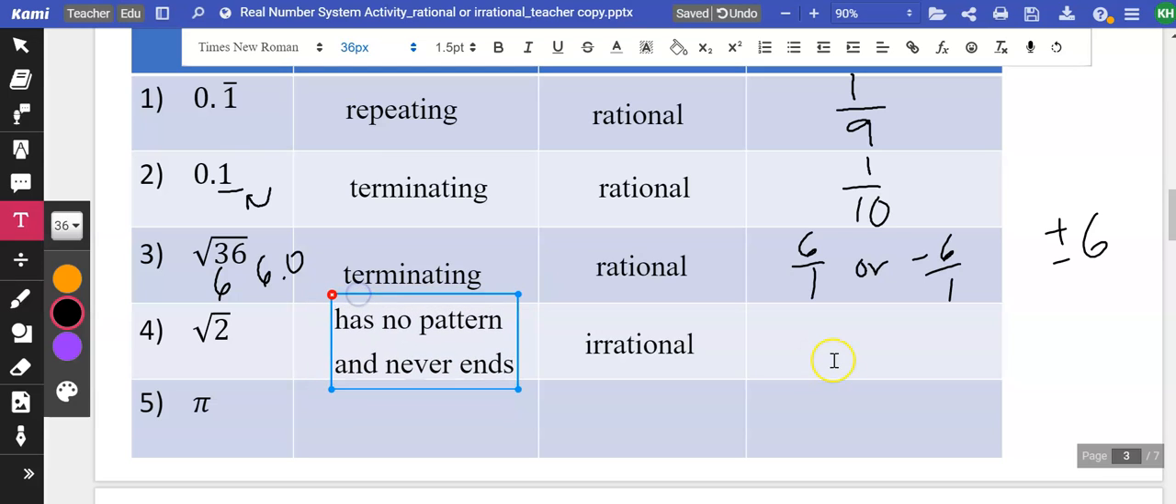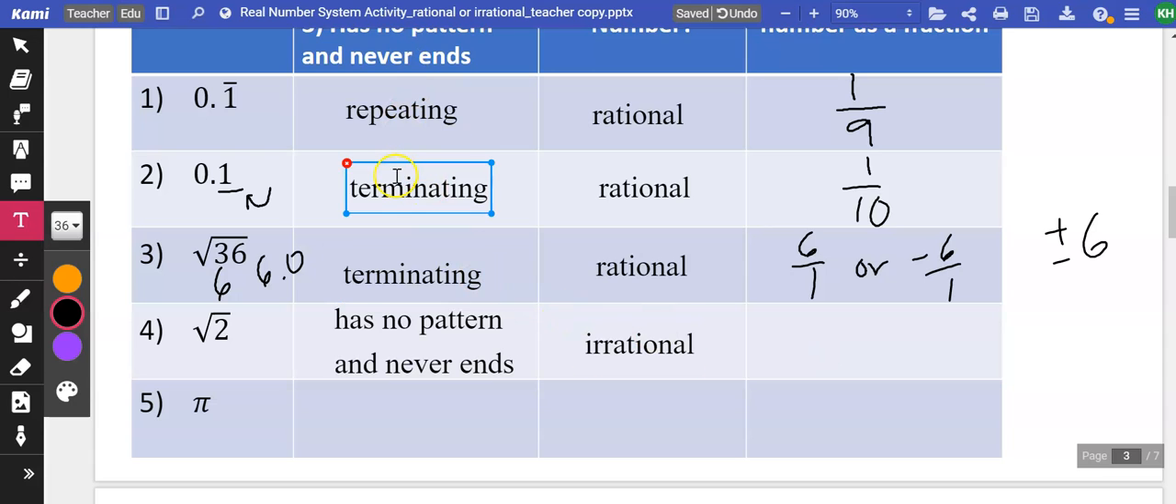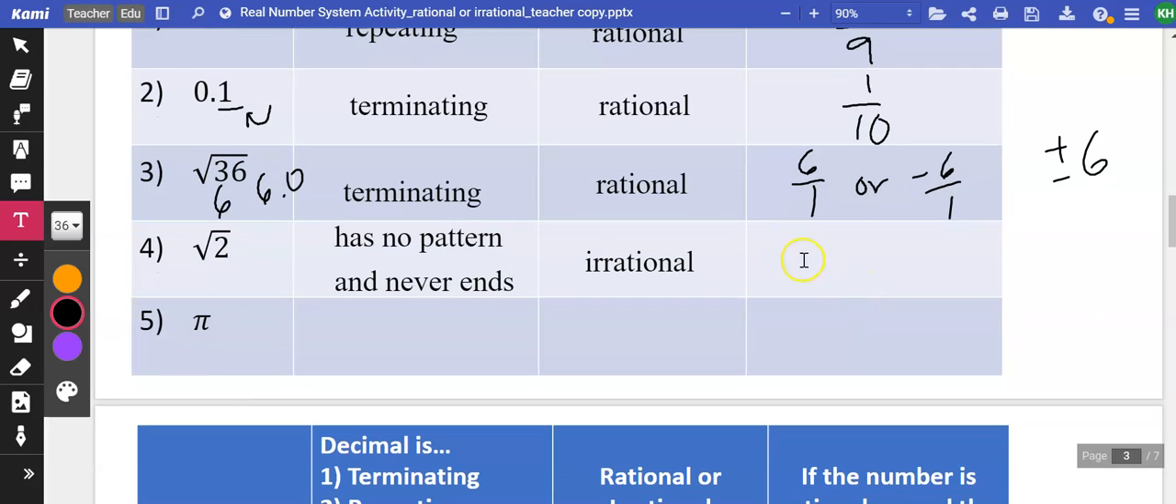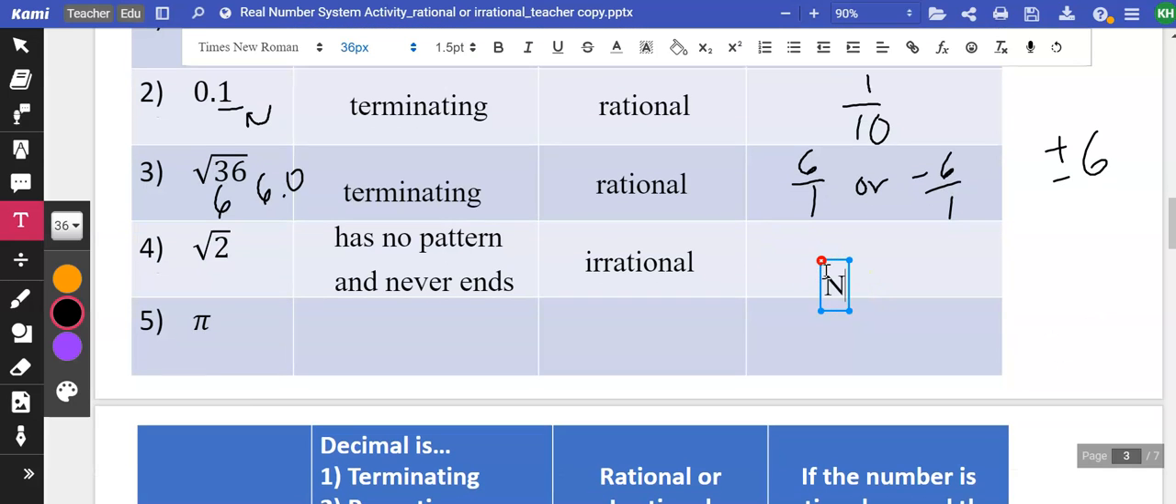And it does. And I'd like for us to actually write repeating, terminating, has no pattern, never ends, because I think that helps us to remember it as we're just first now starting to work with rational and irrational numbers and these types of decimal expansions. Okay, the square root of 2, well, it wasn't rational, so we can't record it as a fraction, so we leave this part blank. You could put not applicable if you want to.